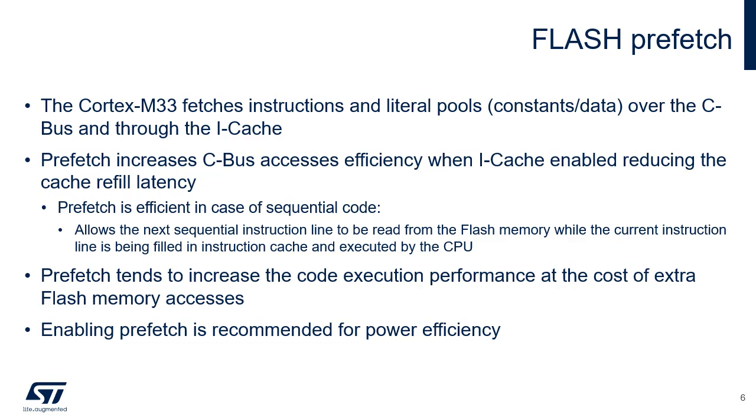Note that prefetch tends to increase the code execution performance at the cost of extra flash memory accesses reaching over 4 CoreMark points per megahertz. As CoreMark code is entirely in iCache, meaning no cache miss after the first iteration, the prefetch has no impact on the CoreMark score when iCache is enabled. Power efficiency is better when prefetch is enabled.